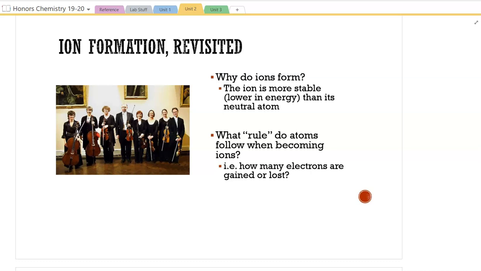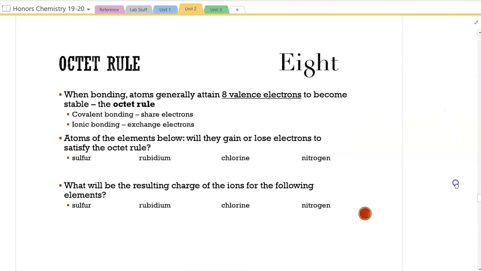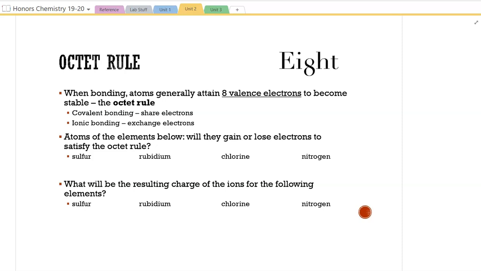So when they become ions, what rules do they follow? It's not like they just kind of willy-nilly lose and gain electrons. It actually comes down to the octet rule. Octet meaning 8. Oct, right? As a prefix meaning 8. So when bonding, atoms generally attain 8 valence electrons one way or another. To do so, they either can share the electrons with each other or they can exchange electrons, whether it be covalent or ionic bonding. But of course, the key here is that they get 8.